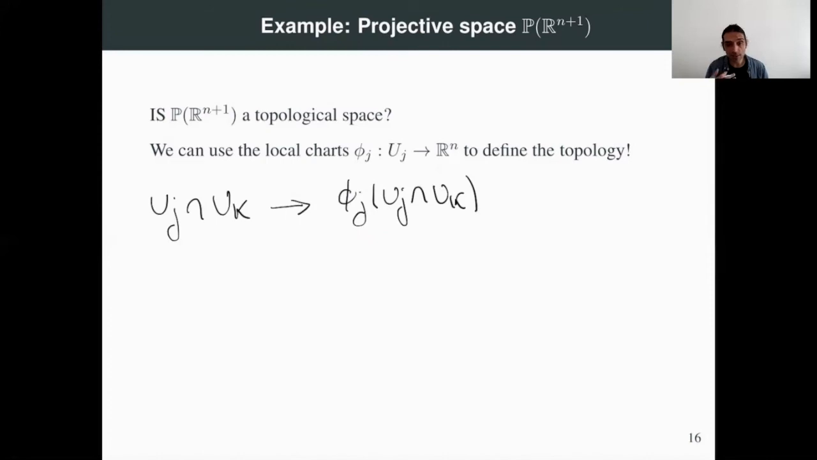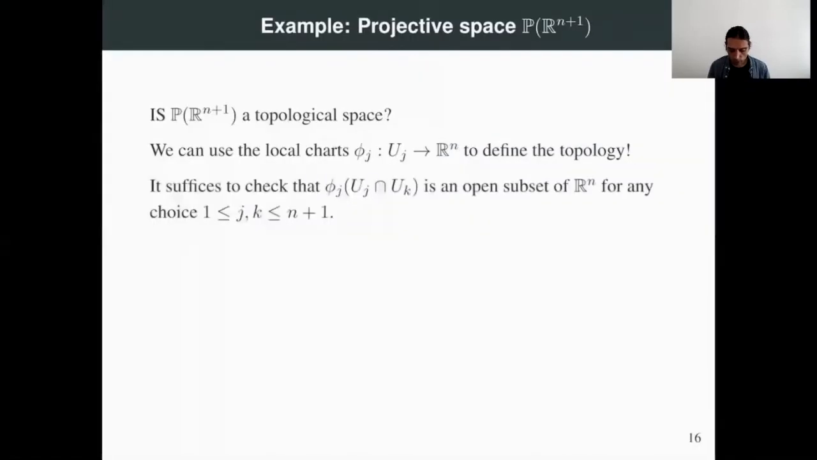Indeed, you can check that that's the unique condition that we need. If that happens, the topologies are compatible. Okay, so that's what we need to know to check whether the image by phi sub j of the intersection of U_j and U_k is an open subset of R to the power n for any choice of indices j and k between 1 and n plus 1. If we do that, it's over.